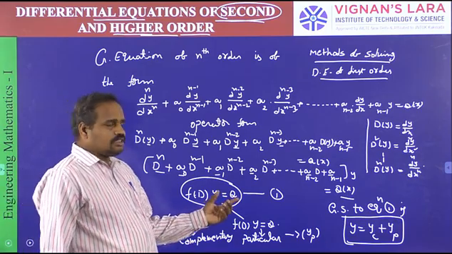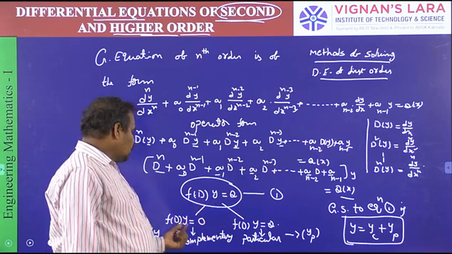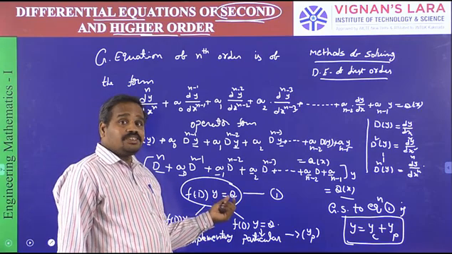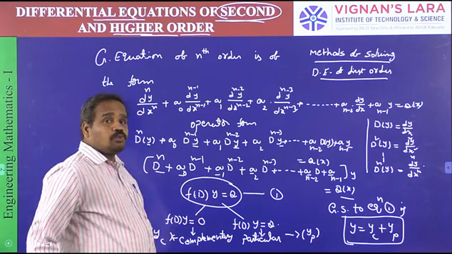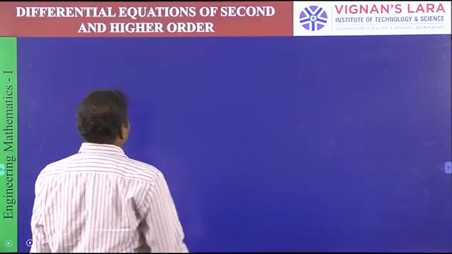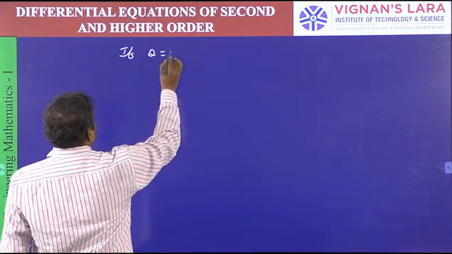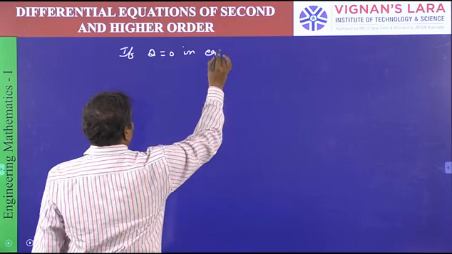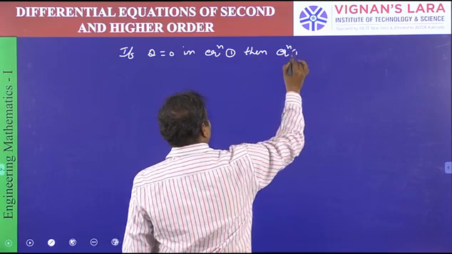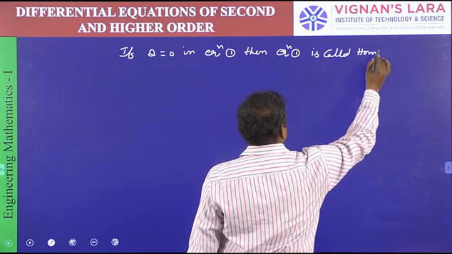Coming to this first equation, if the right hand side value is 0, then this equation has only one solution, and that solution is called the complementary solution. And q is equal to 0 means equation 1 changes to a homogeneous equation. So if q is equal to 0 in equation 1, then equation 1 is called a homogeneous equation.